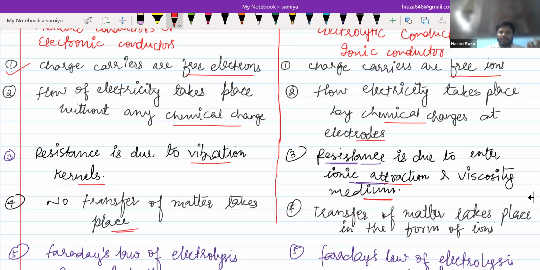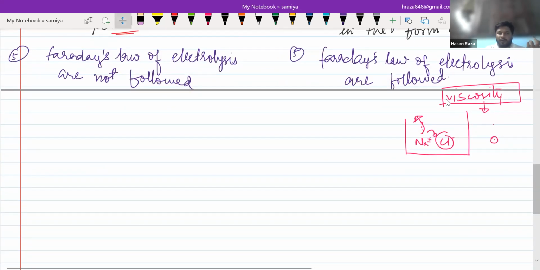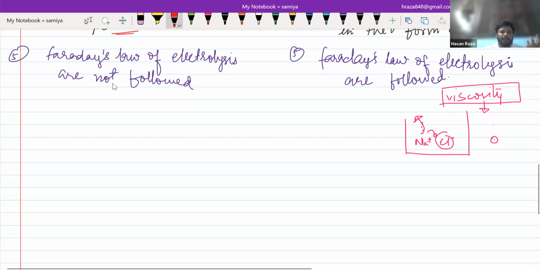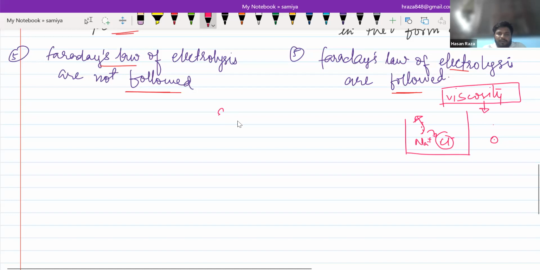And then the fifth point, which is very important, and we will learn at the end of this chapter, is Faraday's law. In a metallic conductor, Faraday's laws are not followed, but in an electrolytic conductor, Faraday's laws of electrolysis are followed. Is that clear, everyone? Yes, sir.